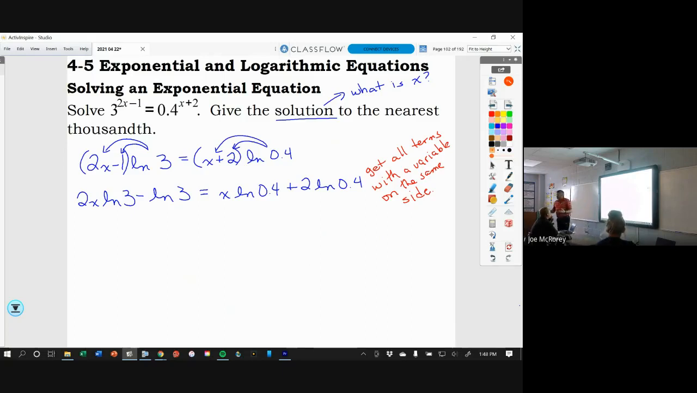Does it matter which side? No. Sometimes I prefer to get it on the right side, sometimes on the left side. This particular problem, it doesn't matter, and when it doesn't matter, I like to put the variable on the left side. Personal preference; if you don't like it that way, you can do it your own way. So I want all the x terms on the left side. I'm going to move the variables first, so I want to subtract x natural log of 0.4 from both sides.